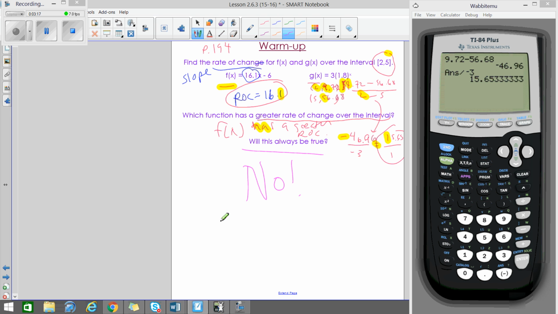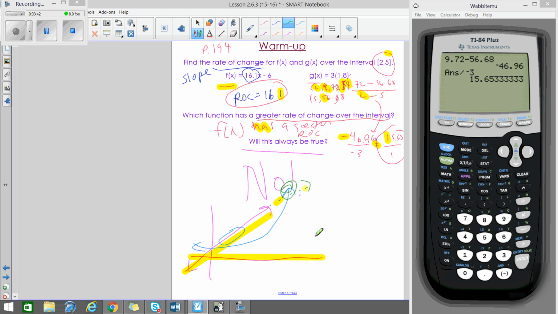Because, as we talked about yesterday, when we compare linear functions and exponential functions, at first linear may have a greater rate of change, but as time goes on, there's going to be a point where your exponential beats out your linear, which means it's always going to be growing faster. So the answer is no, it's not always going to be true.